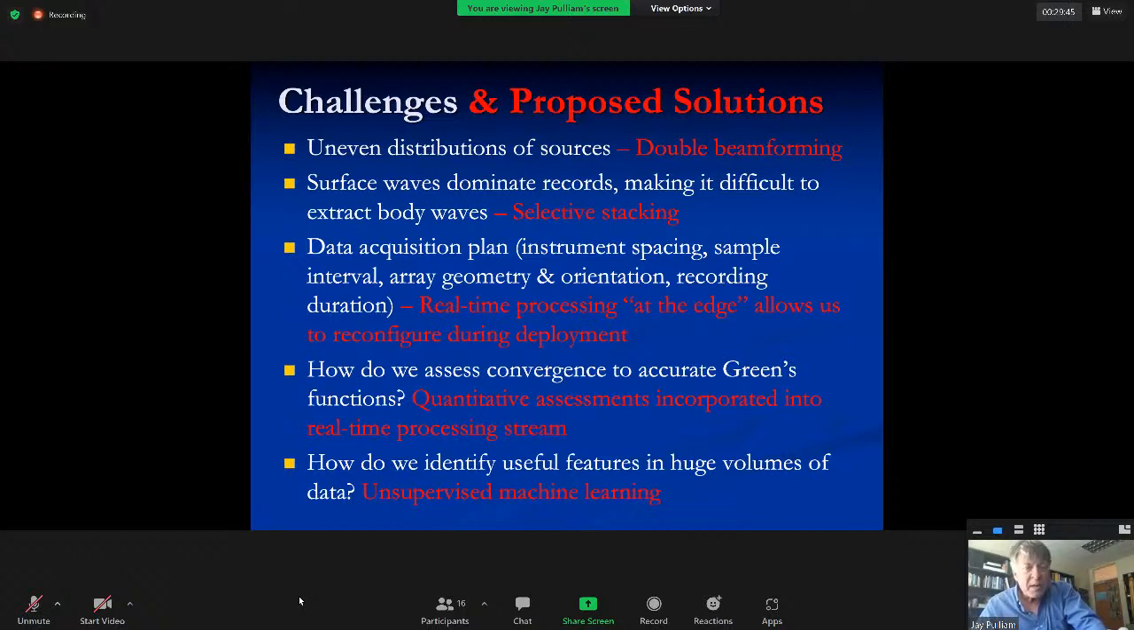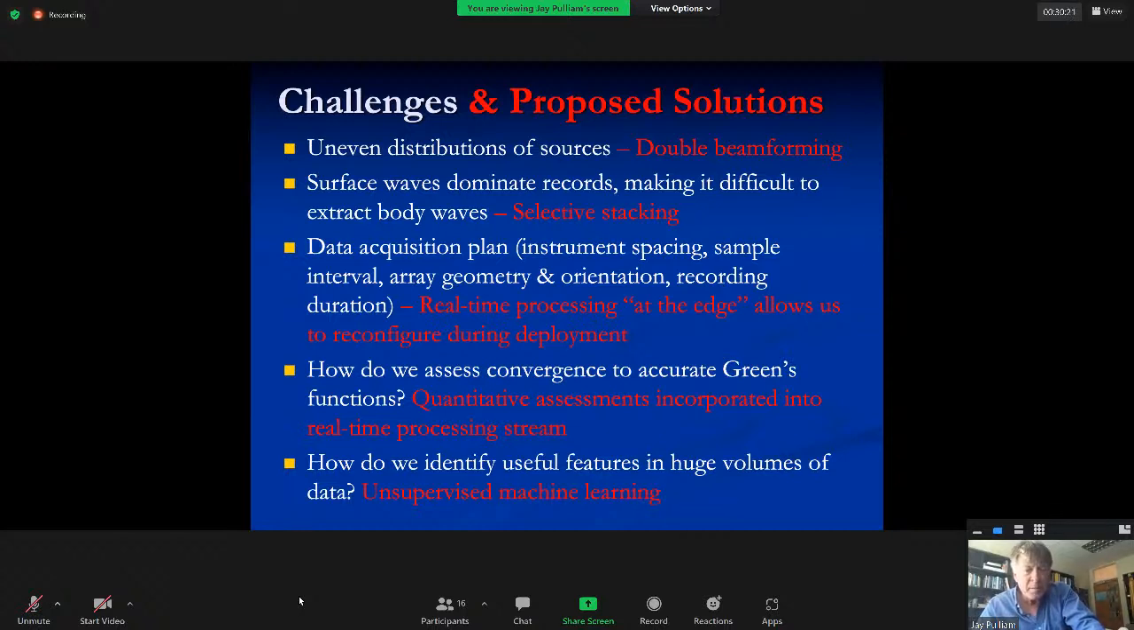And then about the data acquisition plan, if we could do this sort of processing in the field or at the edge, as my student who's really good at coming up with buzzwords describes it, we could, in principle, reconfigure the deployment, that we could redo the spacing of sensors. We could reorient the array, all sorts of things. So if we could actually get some results, and also we would know when we have reached convergence, and we could pack up and go home confident that we've gotten the data we need to solve this problem.